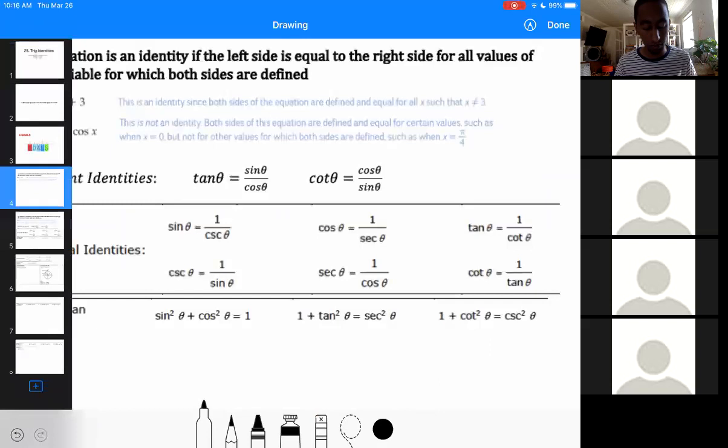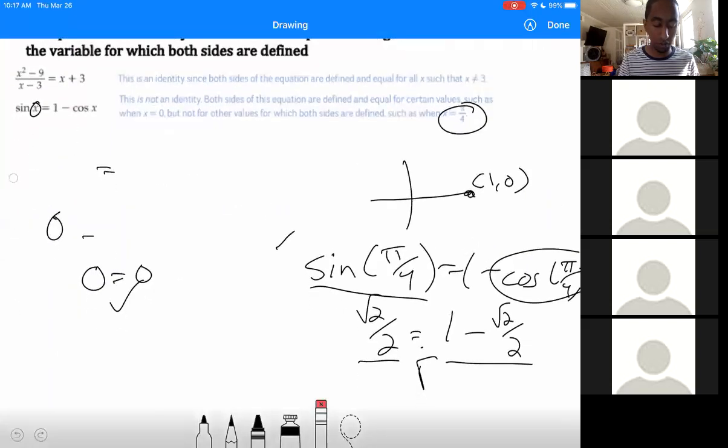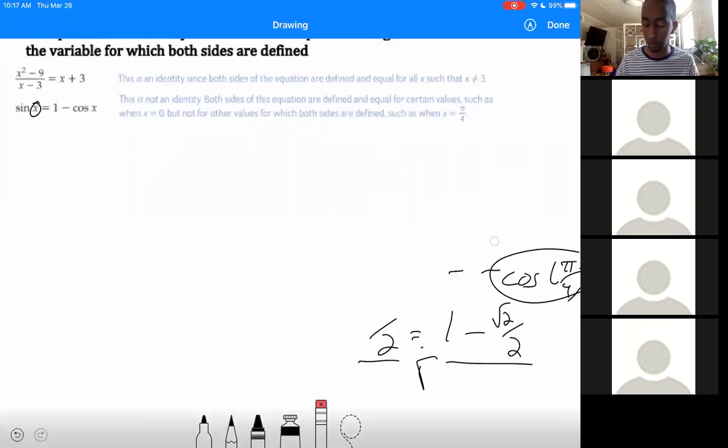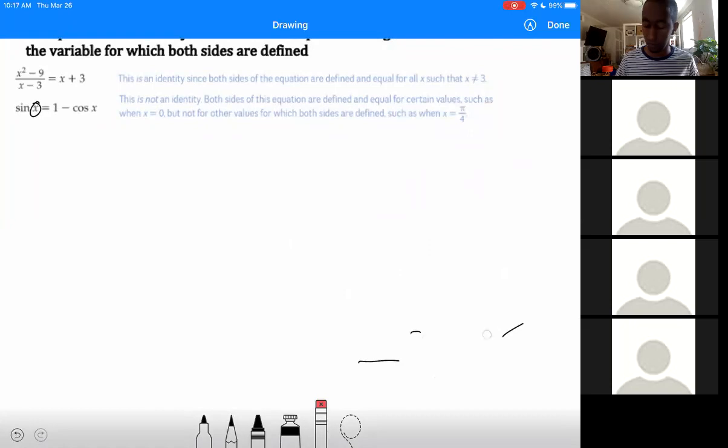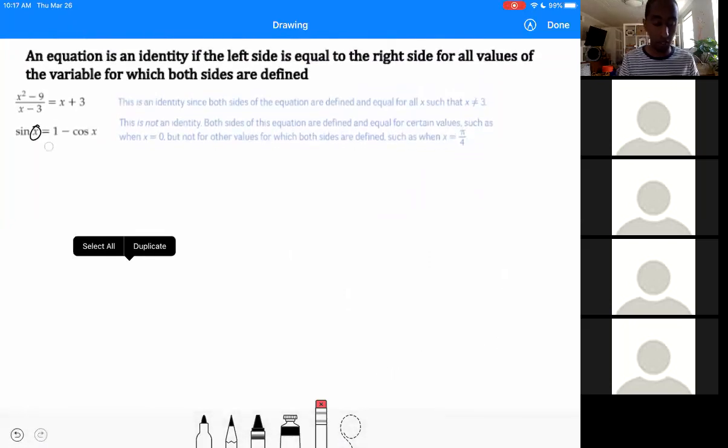Any questions so far? I'm going to pause and allow you to ask questions in the chat or via voice. Just talking about the definition of an identity. An identity is where the left side equals the right side for all values of x in which it is defined. Any questions thus far?